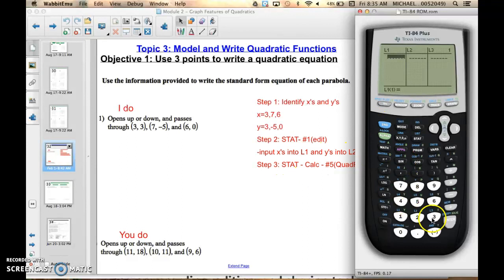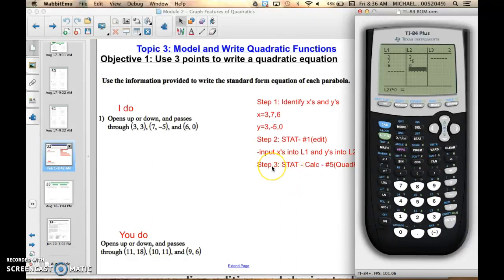So into my L1 I put 3, 7, and 6. And into my L2, I'm going to put 3, -5, and 0. What is wrong with you? Second mode always goes back to the home screen. If I hit stat again and then edit, it didn't like the way I put negative. Fine. -5 and 0. There. Alright, my list is done.